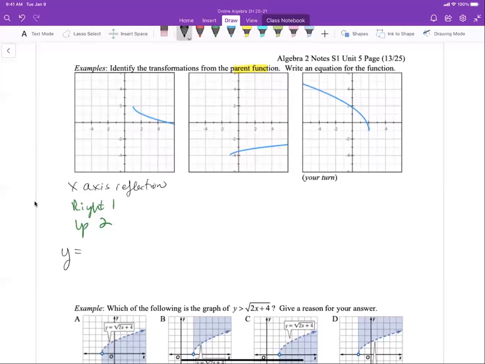Okay. All right, so now we got to come up with our function. So y equals, I have an x-axis reflection, so I have negative square root of x. I went to the right 1, so I got to subtract 1. I went up 2, so I got to add 2. So x-axis reflection is here. Right 1 is here. Up 2 is here.